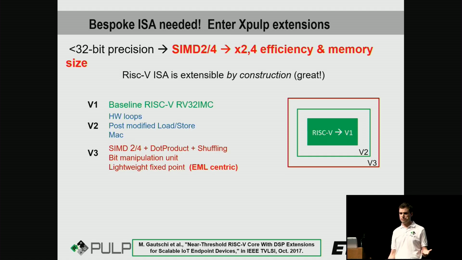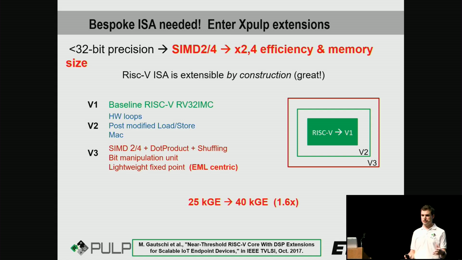by construction. So what we did is we took the RISC-V baseline spec, the RV32IMC, and this was our V1 implementation. Then we went ahead and added V2, which contained hardware loops, post-modify load stores, so you can do your pointer bumping, multiply-accumulate, etc. And then went ahead to version 3 in another iteration to add these SIMD operations, dot product, shuffling, and some fixed point for embedded machine learning applications. This actually pushes the core up in size, so it goes from 25 kilogate equivalents to 40 kilogate equivalents, so that's a 1.6x increase.